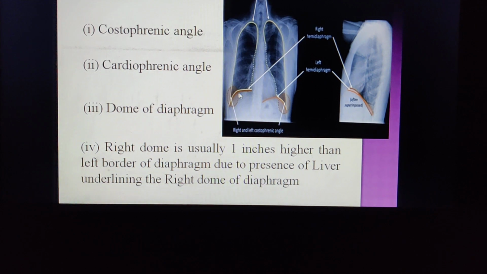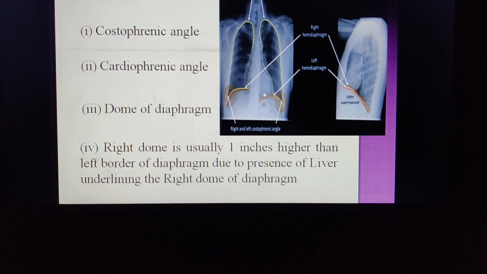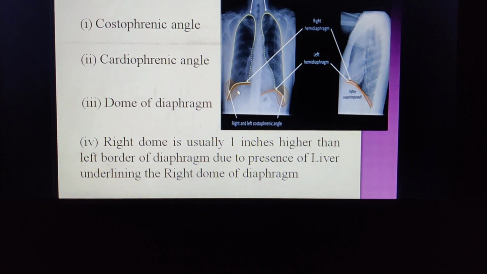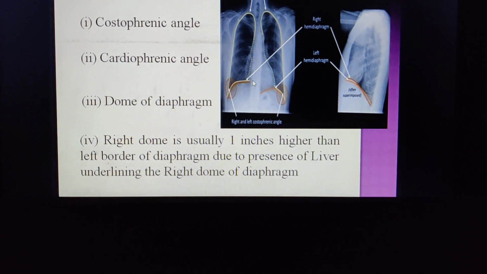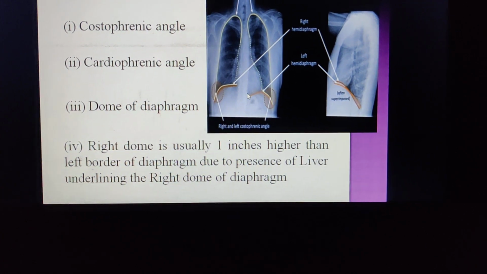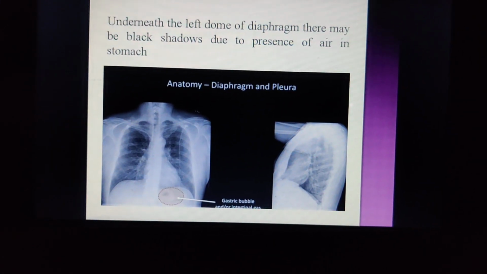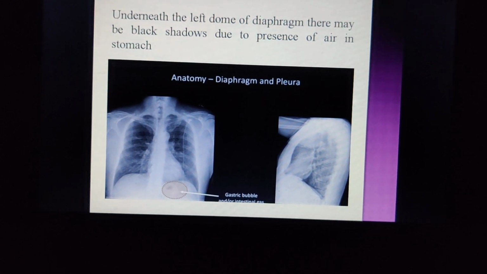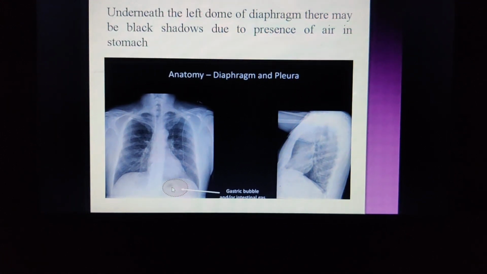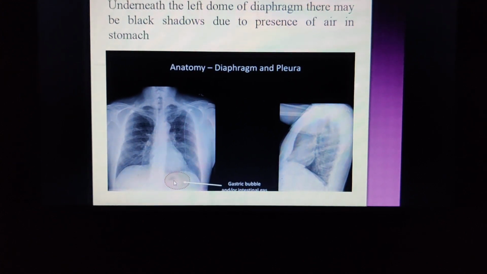One point is that the right dome is usually 1 inch higher than the left border of the diaphragm due to the liver underlying the right dome of the diaphragm. This means the right side diaphragm will be 1 inch higher than the left side. Underneath the left dome of the diaphragm, there may be a black shadow. This is due to air in the stomach, or it can be due to air in the intestine.